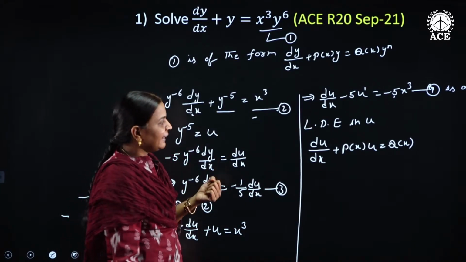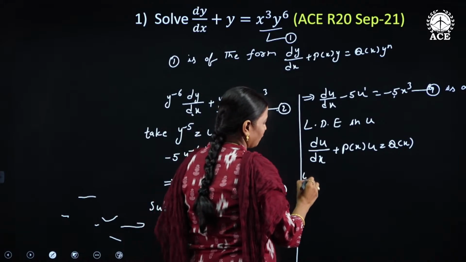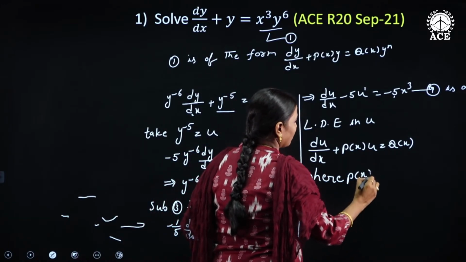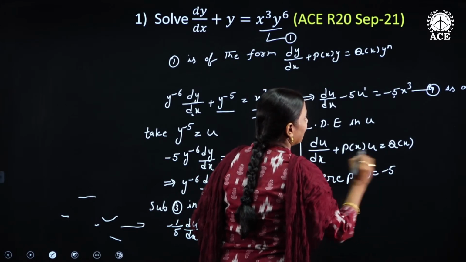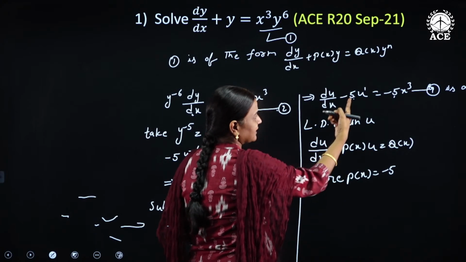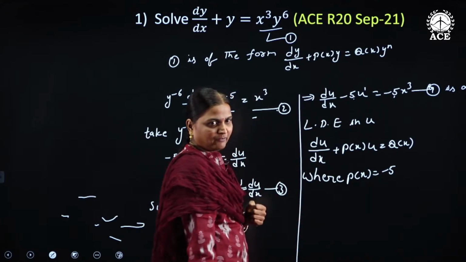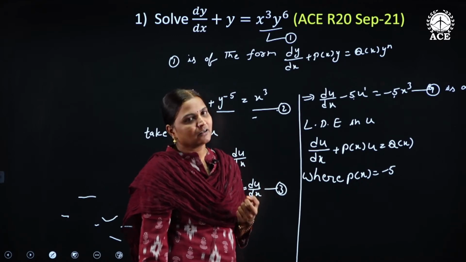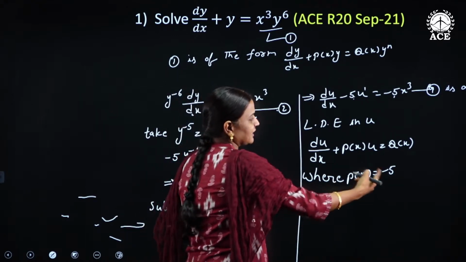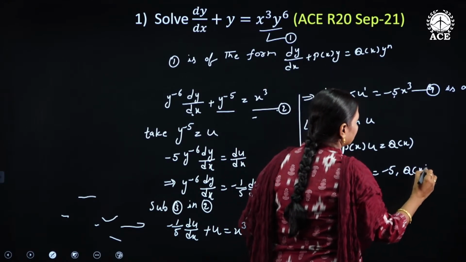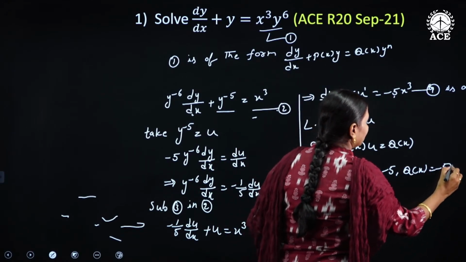So again identify p of x and q of x. What is the p of x? If you compare these two equations, p of x is equal to minus 5, where p and q are either functions of x or constants. So here p of x is equal to minus 5 and q of x is equal to minus 5x cube.